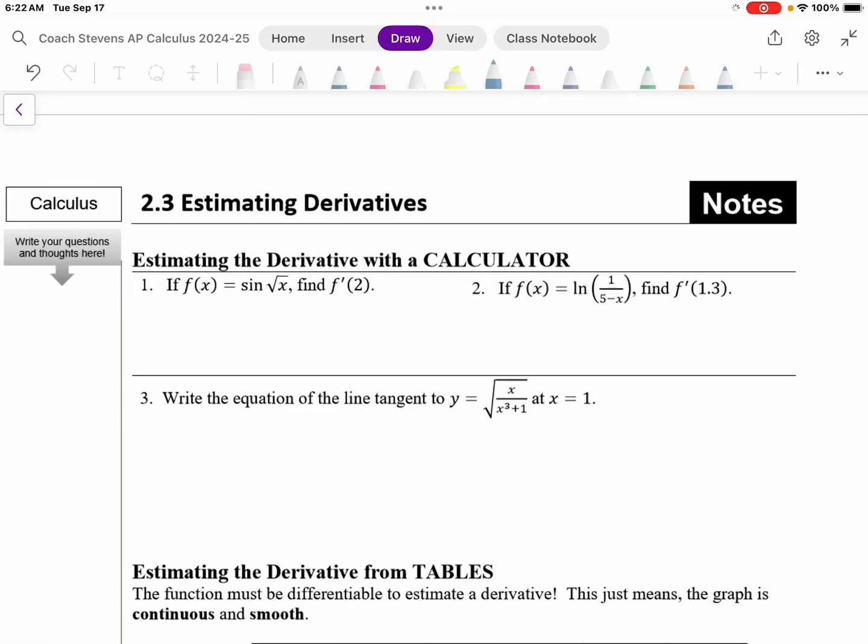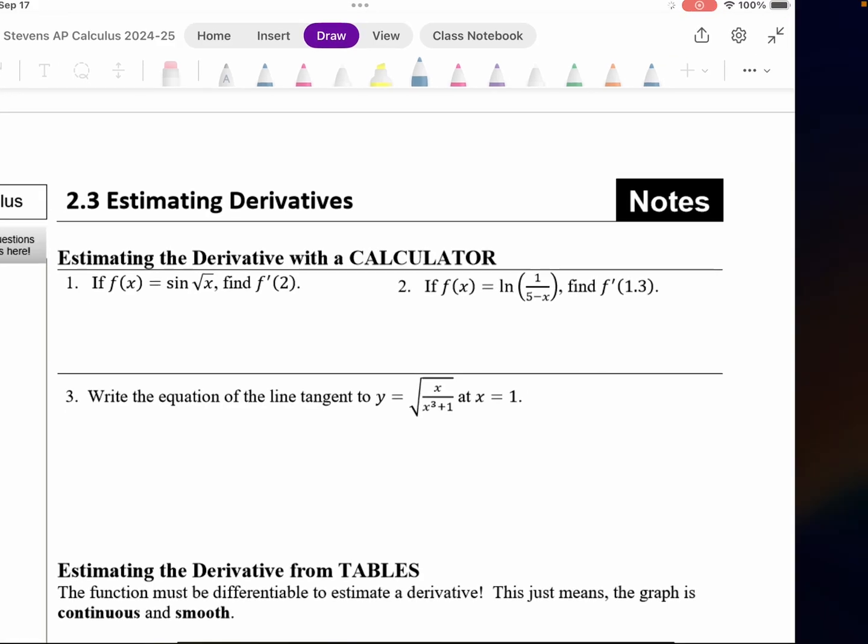Okay, so in this video, we're going to be estimating derivatives, and later on, we get to estimate the derivatives without the aid of a calculator. But for right now, we're just in this lesson going to be using the calculator to help us to estimate what the derivative is, which is a nice little feature to have.